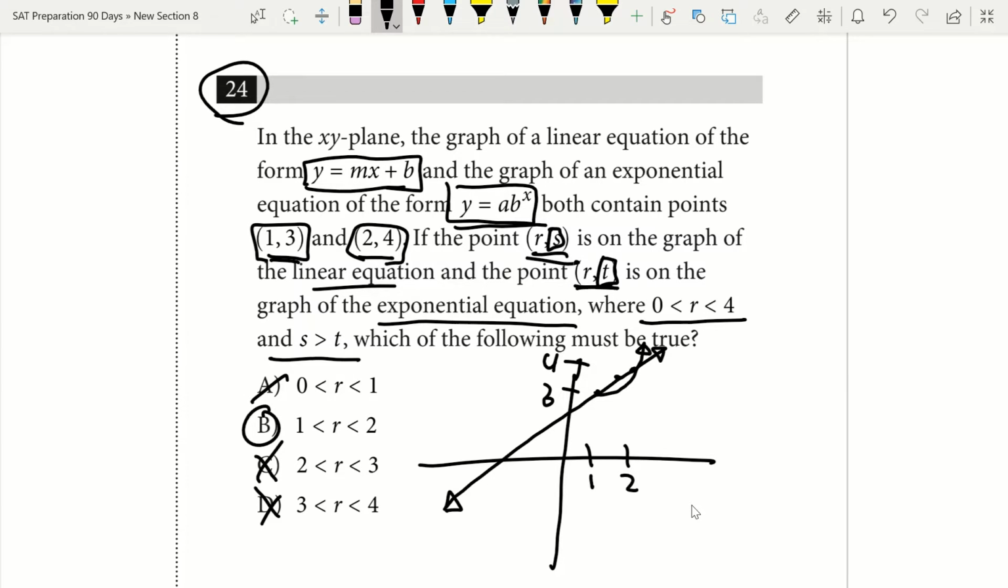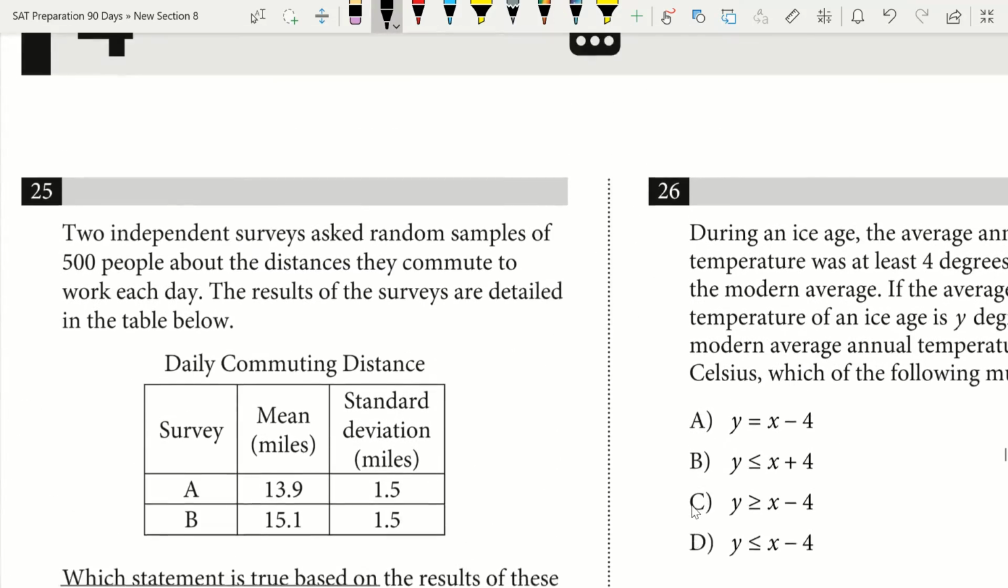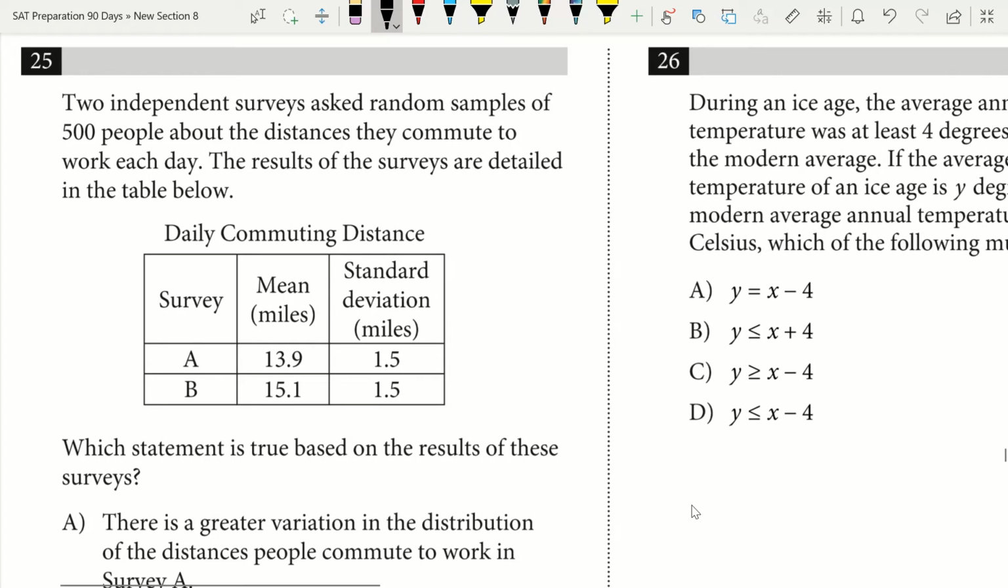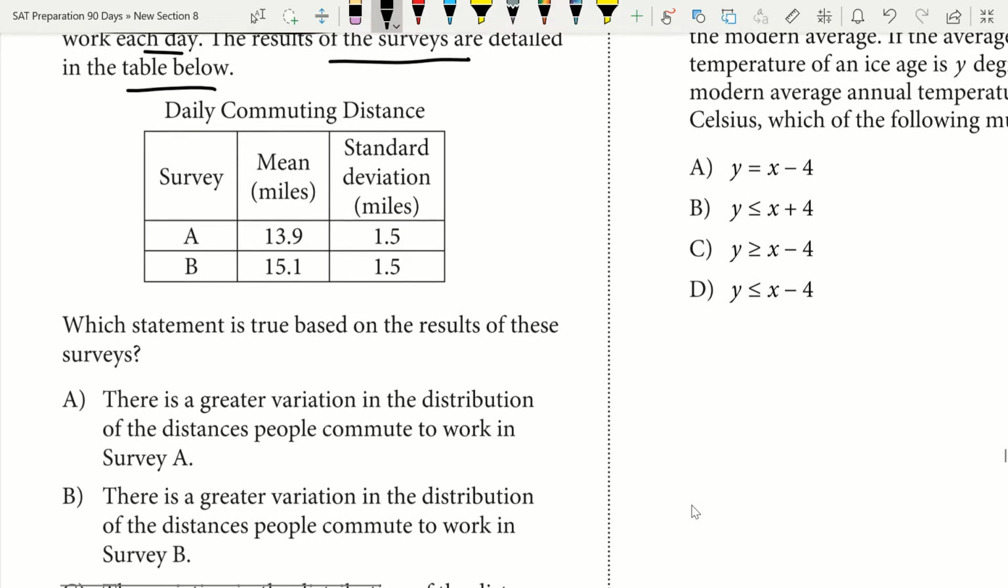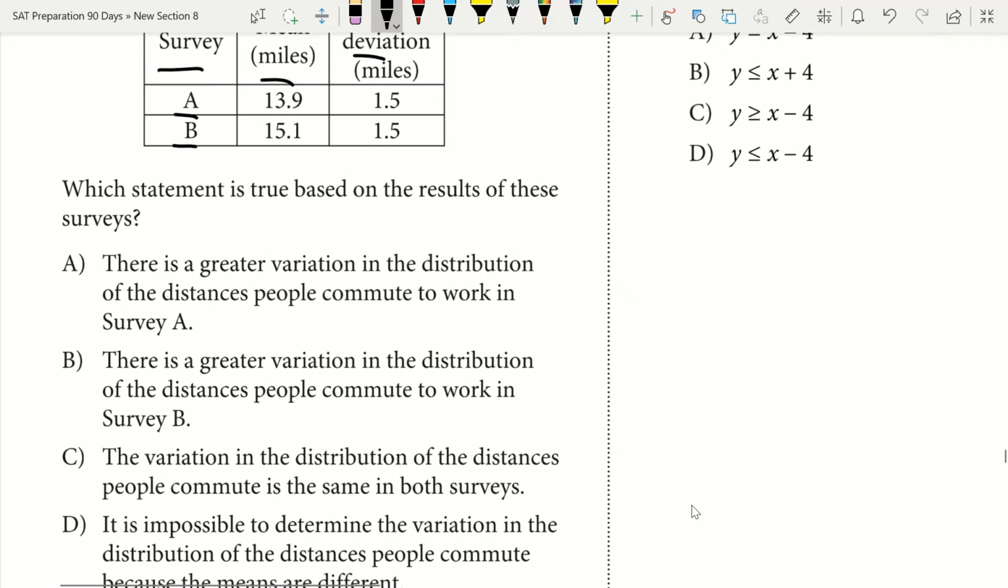All right, now we've got question 25, so let's go down and see what that's got to say. I see I've got a table. Two independent surveys asked random samples of 500 people about the distance they commute to work each day. The results of the surveys are detailed in the table below. So we have a daily commuting distance, 2 different surveys. We got their mean distance in miles, and we got standard deviation in miles. One thing that jumps out to me right away is the standard deviation is the same. Which statements are true based on these surveys?